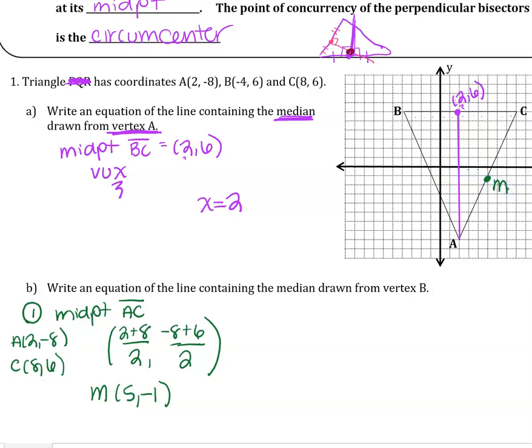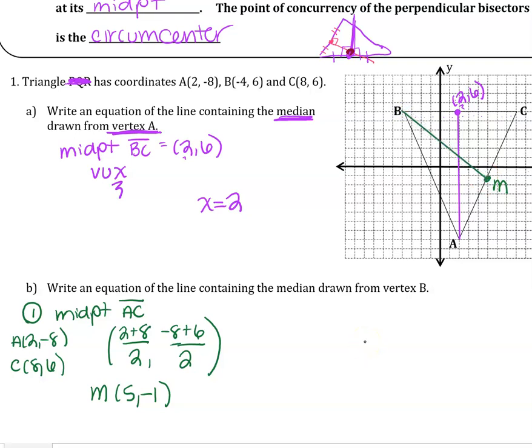I'm just going to call that M for you guys. Okay. So, sorry about that. Now what I have to do is take that midpoint and draw the line back to the opposite vertex, which again we've defined as B.